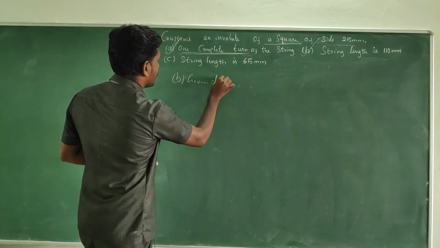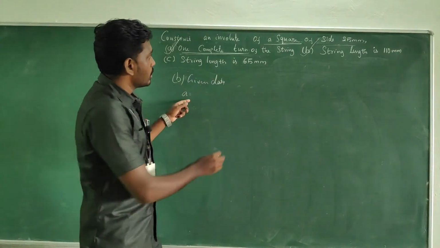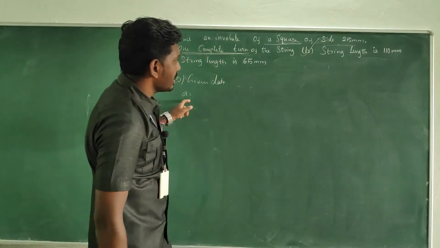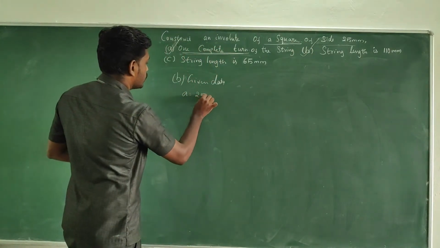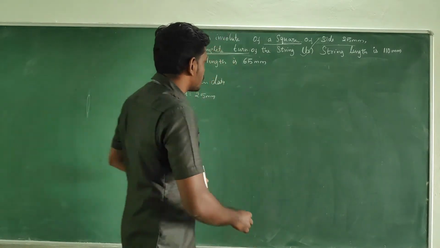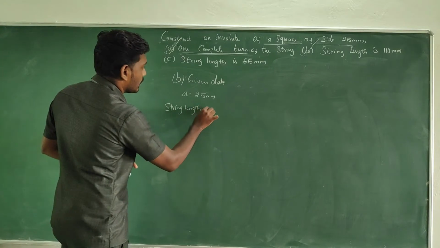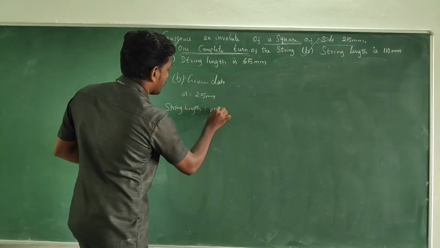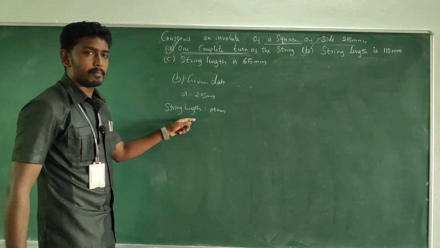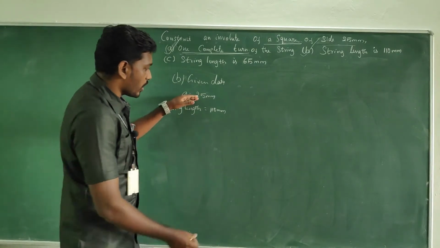Given data, the size of the square is the same, which is 25 mm, and the string length given is 110. Okay. So first start with the square.